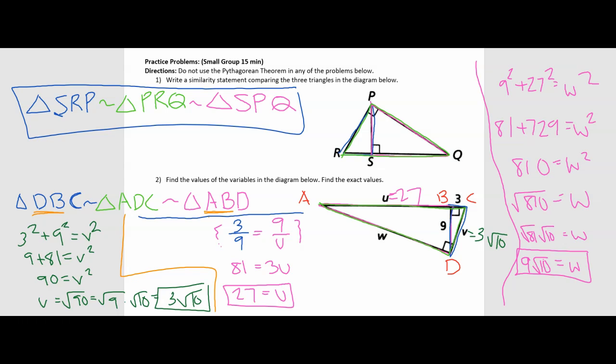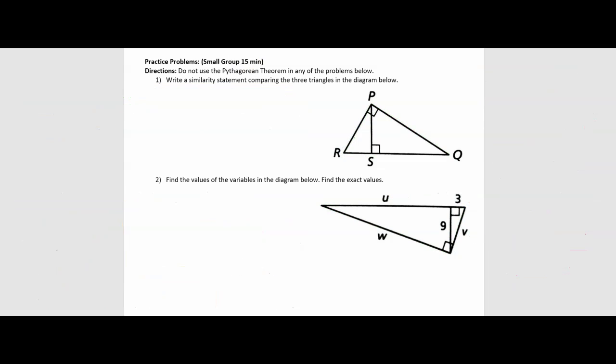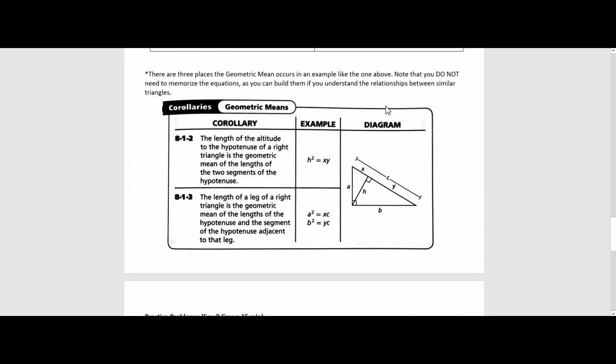So again, there are different ways you could have found these values. You could have used a proportion to figure out what W was, or you could have used the Pythagorean theorem. Whatever is easiest to you is okay. We're going to stop here as far as problems go. Like I said before, if you want to look at those 2 corollaries dealing with the geometric mean, you could try to apply these to the problem we just did.